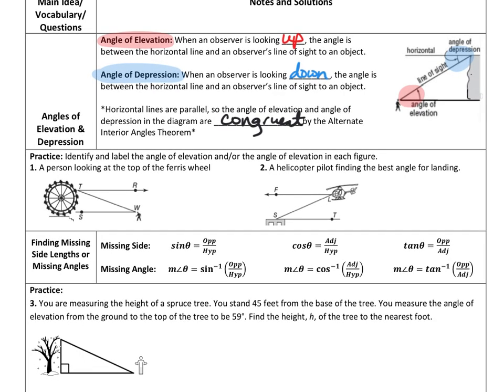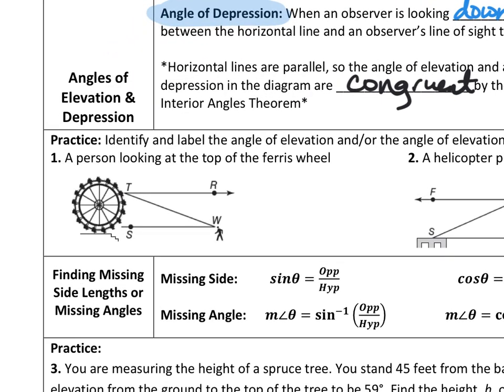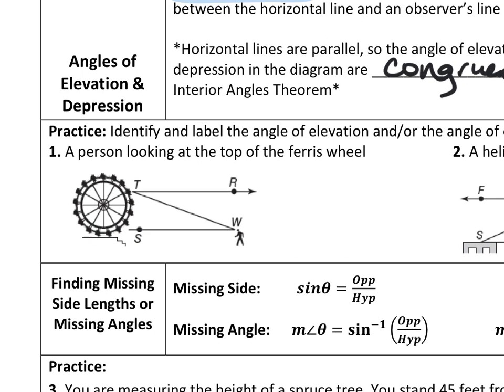So first, let's identify and label the angle of elevation and or the angle of depression in each figure. So a person is looking at the top of a Ferris wheel. If they are looking at the top of the Ferris wheel, that means they're looking up. Does that mean it's an angle of elevation or an angle of depression? Elevation. So this one right here, this theta, is the elevation. That's where we would put theta, between the person's eyes and the top of the Ferris wheel. That's describing an angle of elevation.